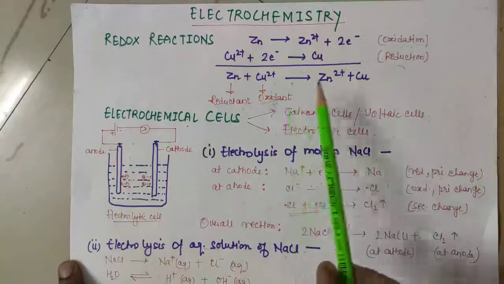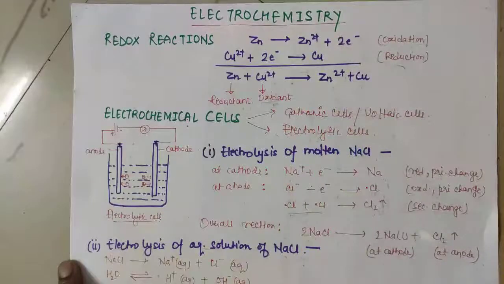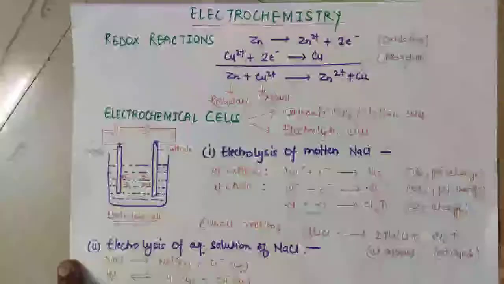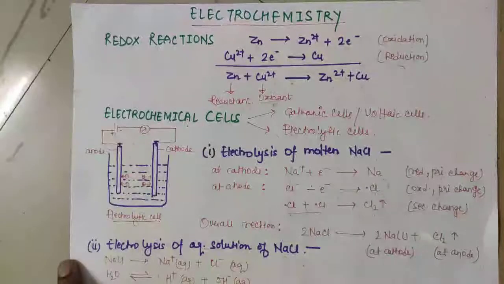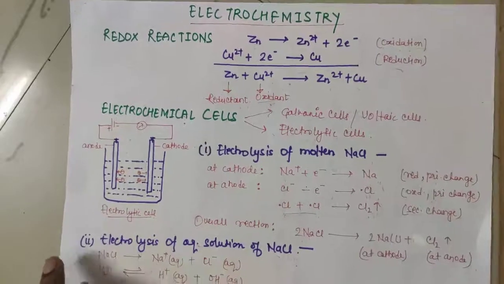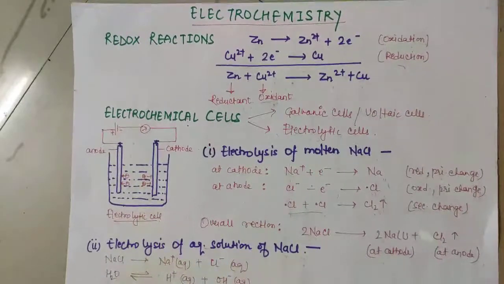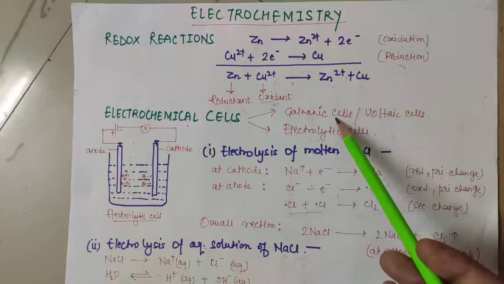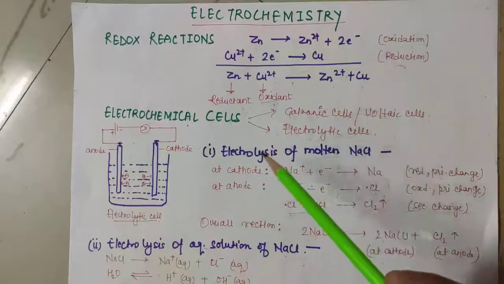Suppose we take a zinc rod and dip it in a copper sulfate solution. What will happen? The beaker will become warmer. That is, a redox energy change is taking place spontaneously. This chemical energy of the reaction can be converted into electrical energy by using a suitable setup, which is known as a galvanic cell. That is, galvanic cells are electrochemical cells which are spontaneous in nature.